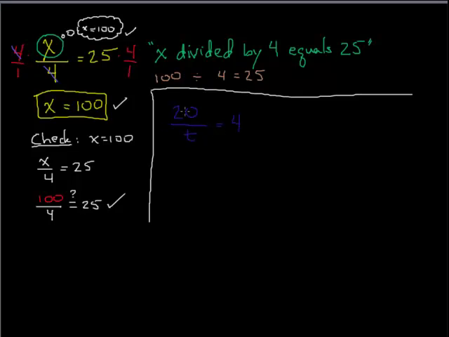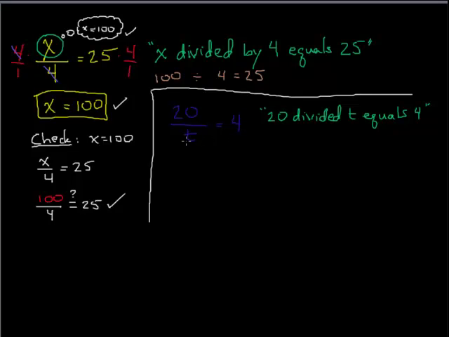So now we want to find out what number, if we divide into 20, 20 divided by what number equals 4. So again, let's go to the words, see what this equation is saying. This is saying 20 divided by some number t equals 4. That's all this is saying: 20 divided by t equals 4.